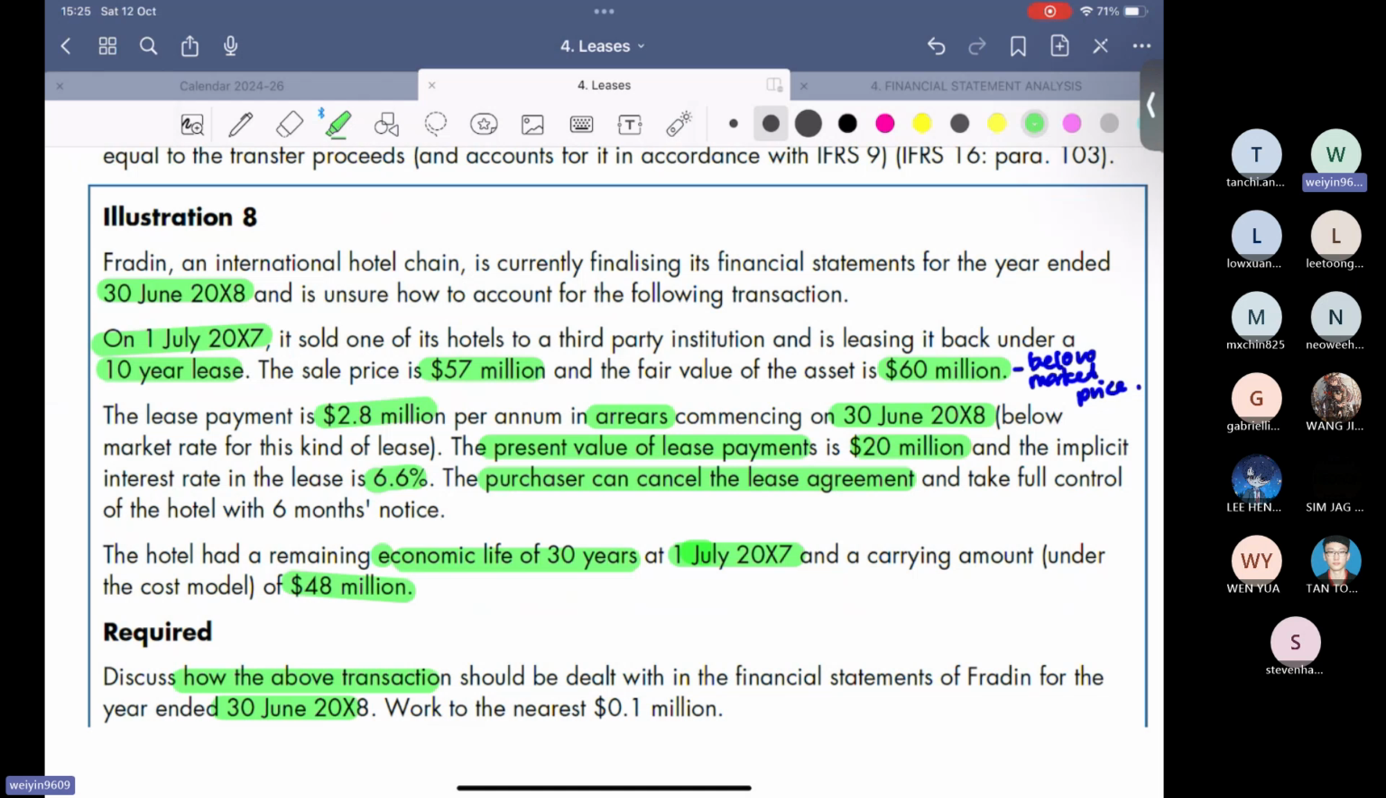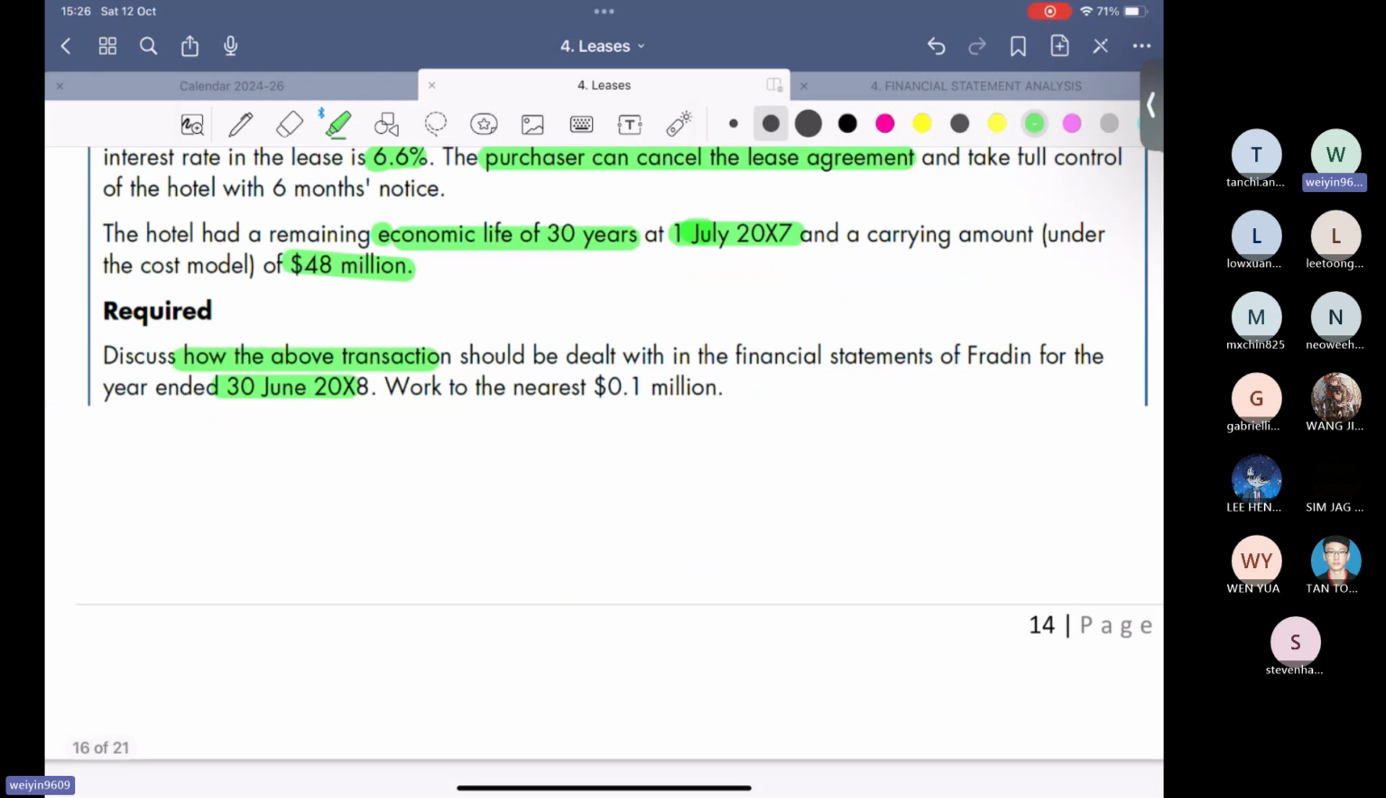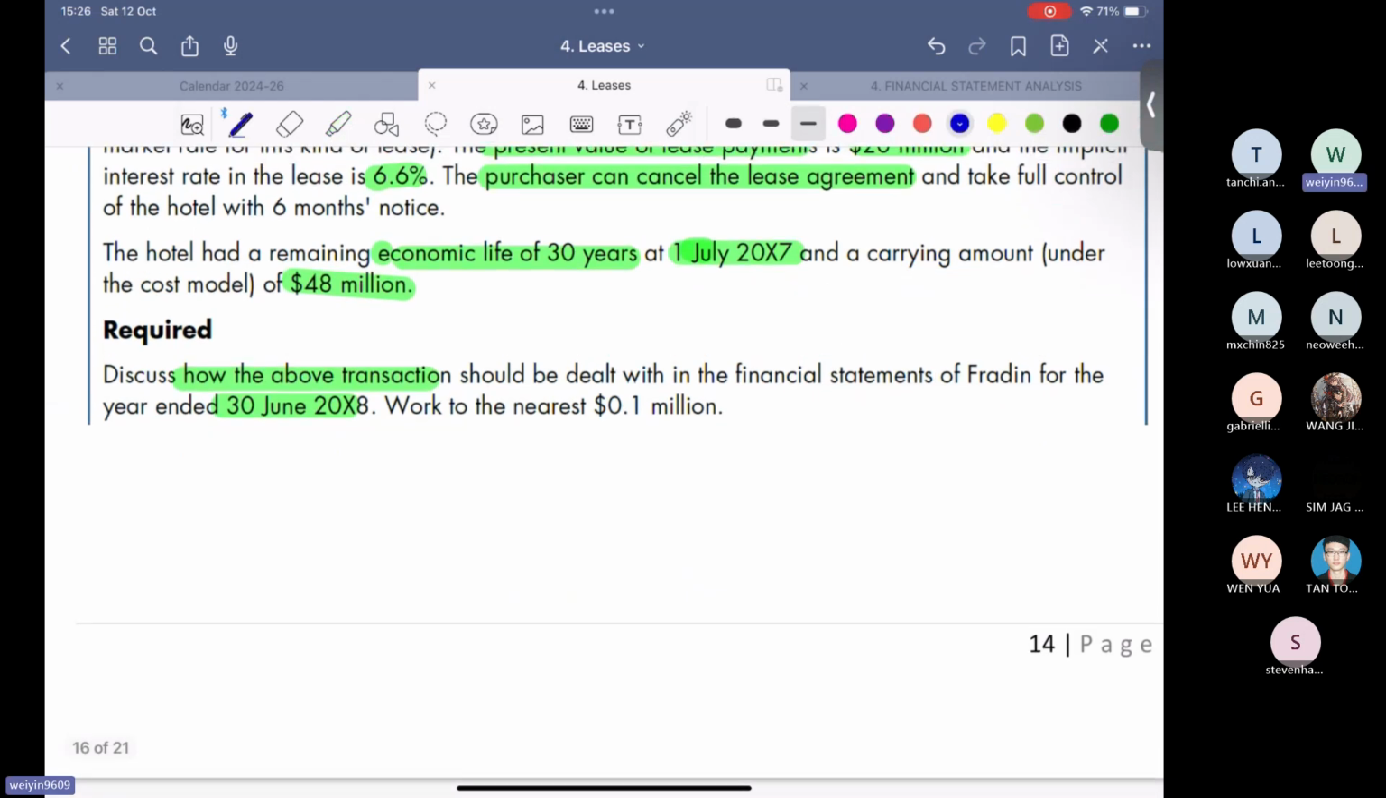So when you go for revision, this is the step when you go for the lease. This is the step for you to go for the sale and leaseback transaction. So you follow the steps, then you can answer better. So my step 1, just to calculate this one, sale and leaseback, right? So calculate the gain, which is fair value minus carrying amount.